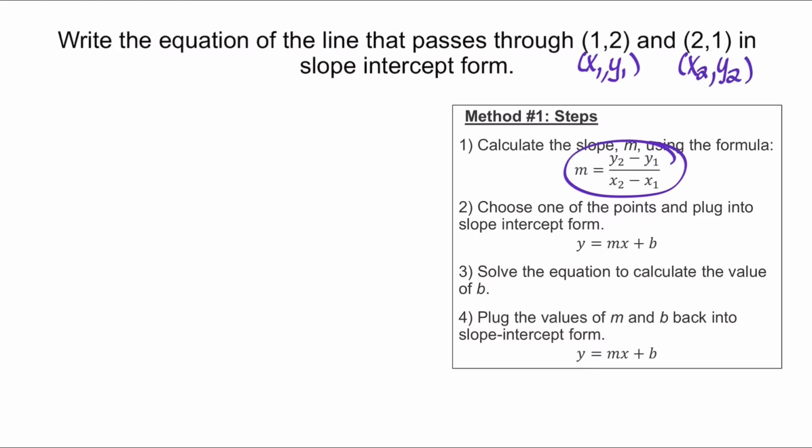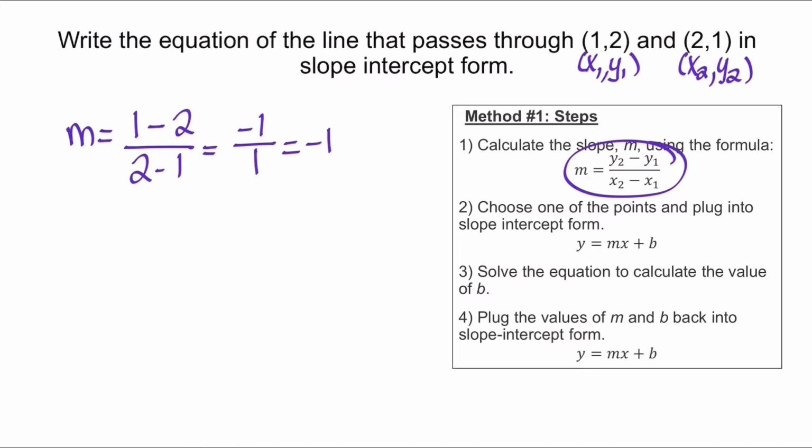So when I plug into my formula, I get m equals y2, which is 1, minus y1, which is 2, over x2, which is 2, minus x1, which is 1. So 1 minus 2 is negative 1, and that's over 2 minus 1, which is 1. So negative 1 over 1 is negative 1, so that is the value of m, which is the slope.